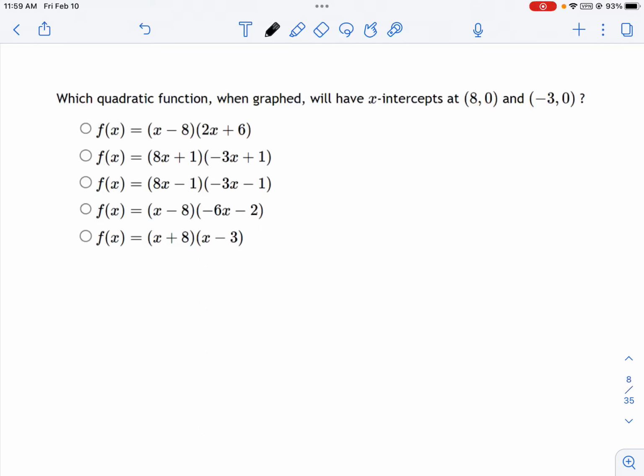So it says which quadratic function when graphed will have x-intercepts at (8, 0) and (negative 3, 0). Well, let's look at what we're given. We're given a bunch of different equations here, 5 of them to be precise, and we'll notice that all 5 of them are in what we call factored form.